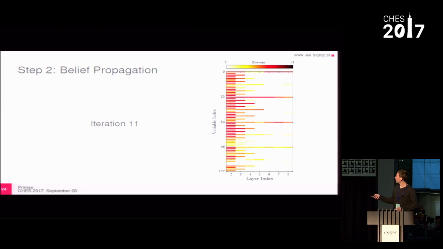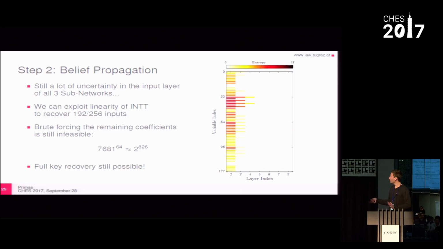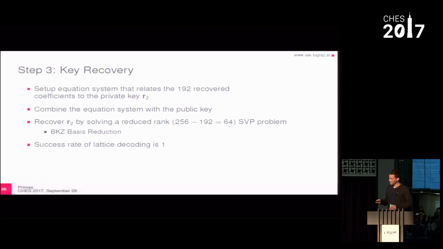Well, so far we could say that we know about 192 of the coefficients here, but what do we do about the remaining ones? Brute forcing is definitely not possible because the domain of all of those coefficients is quite high. So clearly we need to do something better, and we do this in step three. It's just really quick. We can use all those recovered coefficients and relate them to the private key by setting up a system of equations.